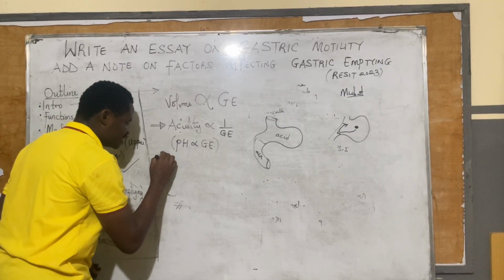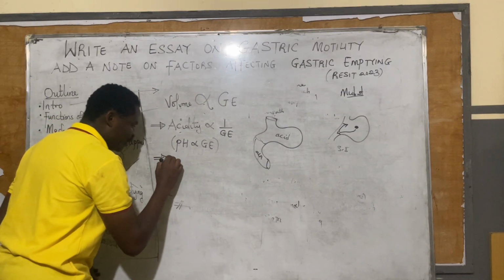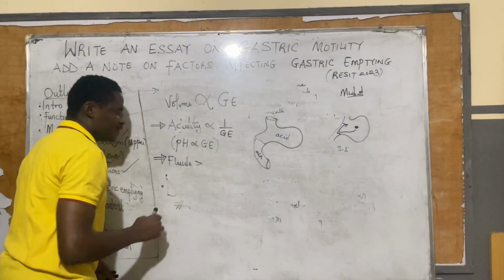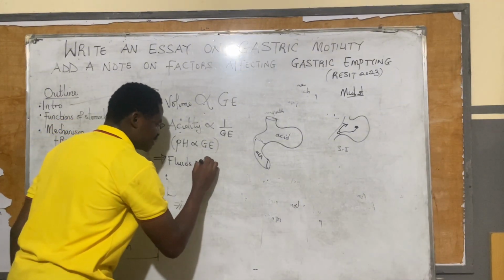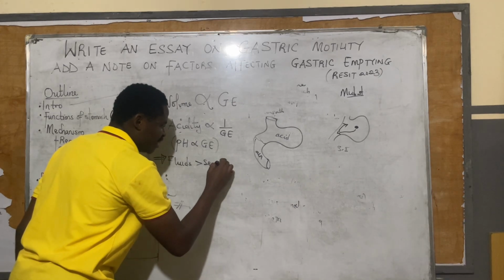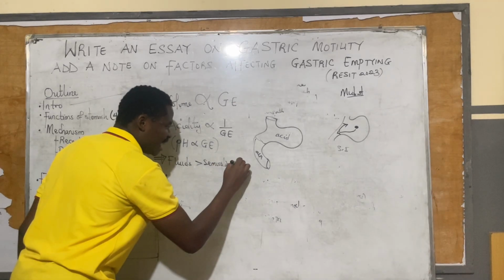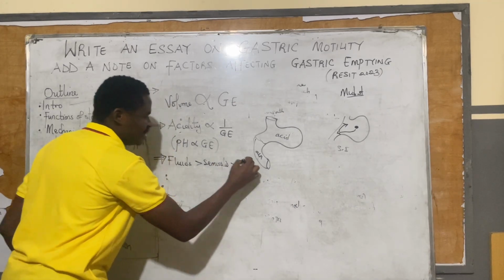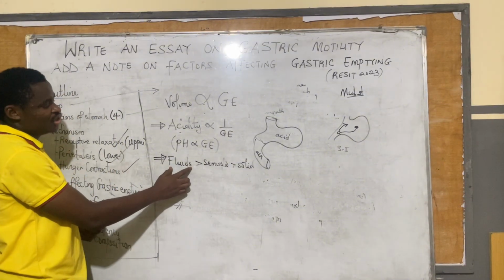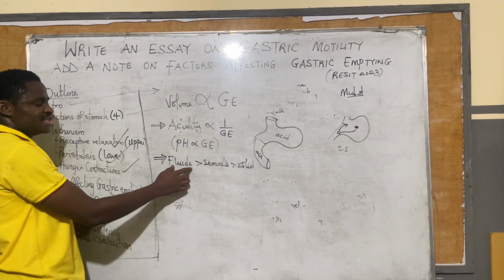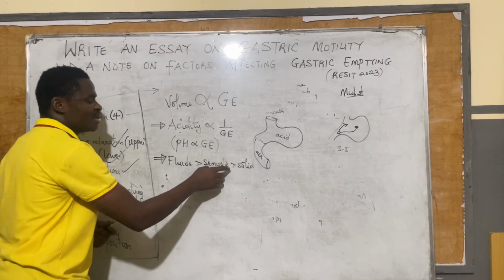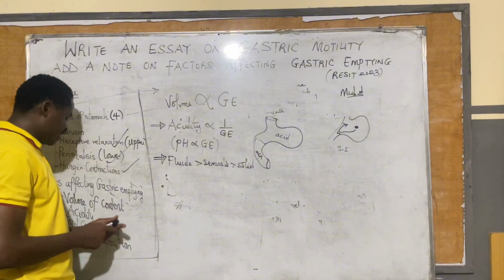Now, food consistency. For food consistency, fluids are going to be more than semi-solids, and semi-solids are going to be more than solids themselves. What I mean is this. Fluids are easily emptied into the duodenum. Gastric emptying is faster in fluids than in semi-solids, and semi-solids are going to be faster than solids themselves.